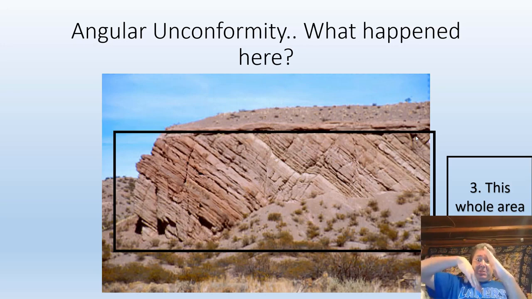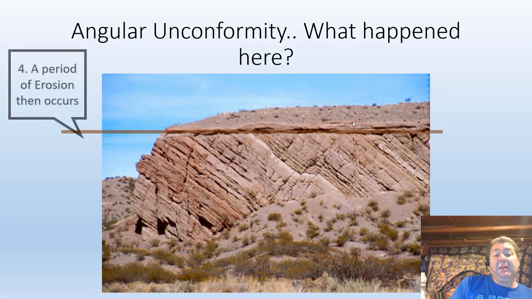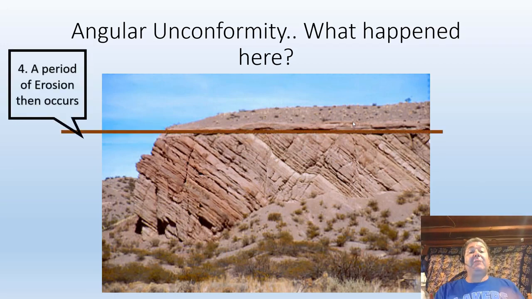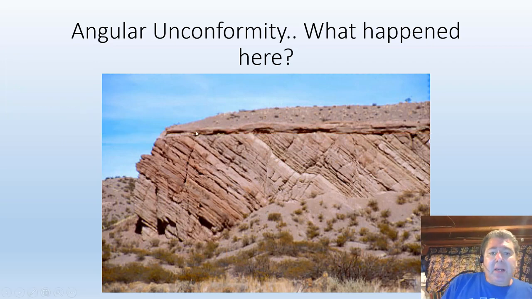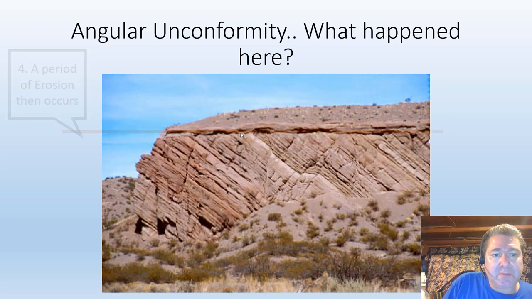So that's uplift it experienced, right? We have deposition of the oldest one, then younger and younger and younger. Then the whole area is uplifted. And then, very importantly, right at this horizon here, a period of erosion occurs. We can see that because it's kind of an undulating, wavy surface. Notice how these lower tilted units are just dramatically cut off, almost flat, right? That means erosion was occurring. So then a period of erosion occurs.